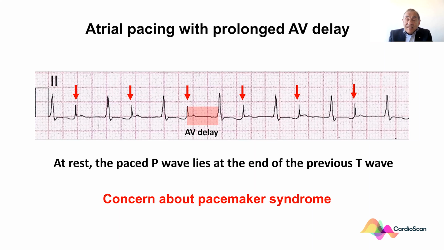Therefore, you can see in this example that atrial pacing is probably inappropriate, and that one should consider dual chamber pacing in this situation so as to shorten the AV delay and allow more physiologic type pacing.